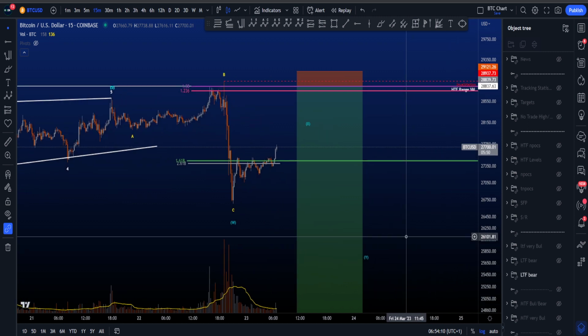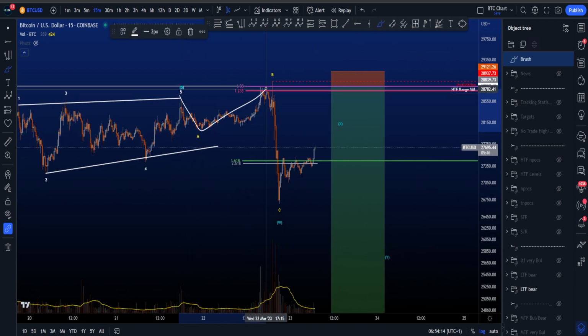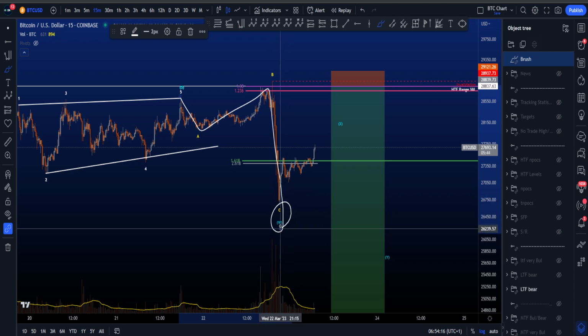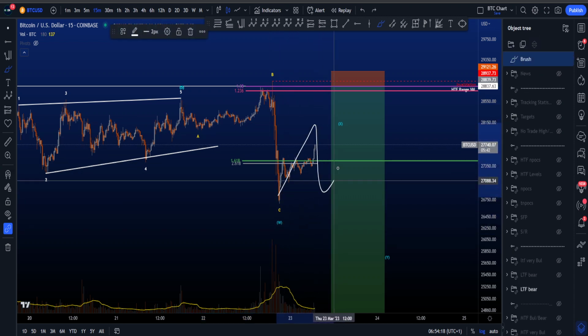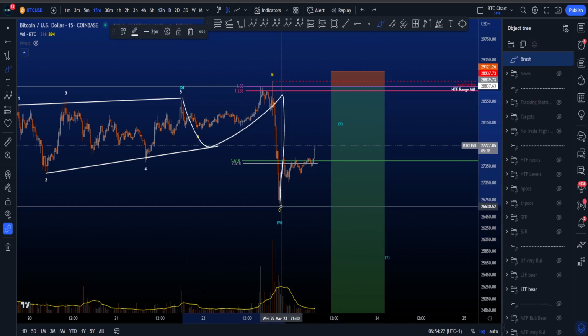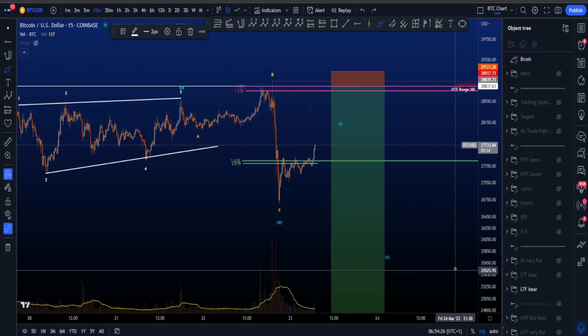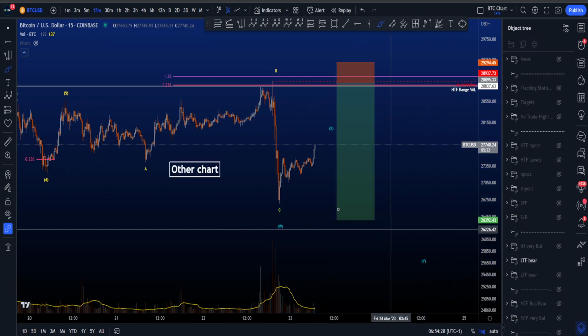And what one could look for in this scenario is that this is only the beginning. So this is then an ABC, which is part of a bigger W. Then you get some sort of an X, and then a Y, or this is a 3 wave in an A, then you get a 3 wave in the B, and then you get another C to the downside for an even bigger move to the downside.